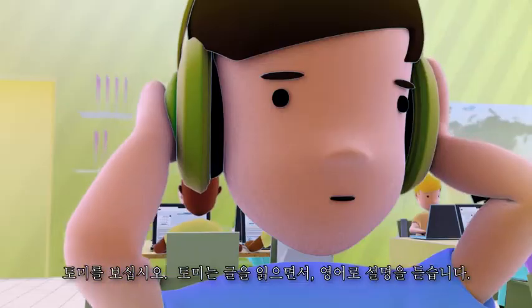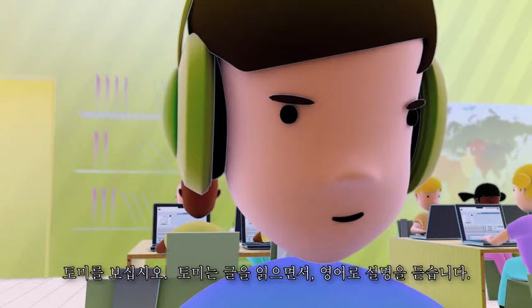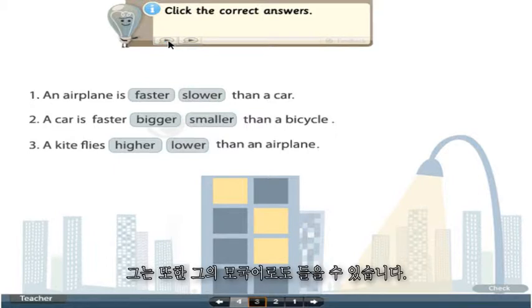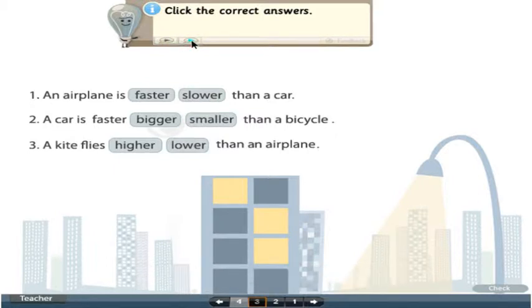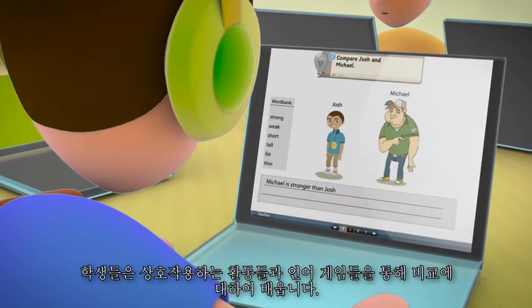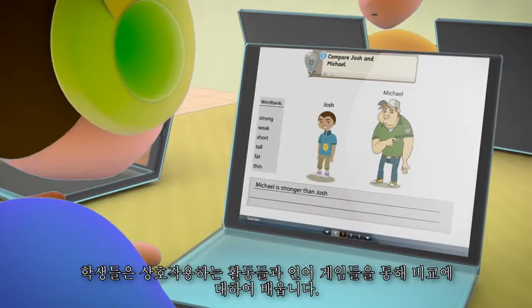Let's see how Tommy is doing. While Tommy reads, he hears the instructions in English. Click the correct answers. He can also listen to them in his native language. Students learn about comparisons through interactive activities and language games.